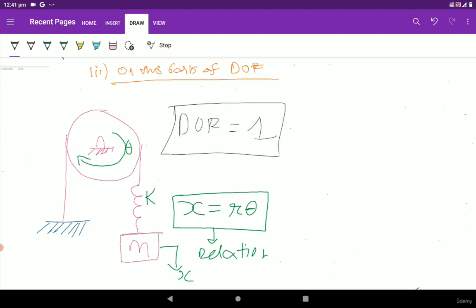So this marks the end of section 1. And in section 2, we will learn about system parameters such as inertia, restoration, and damping effect.